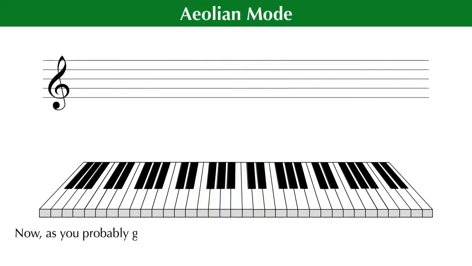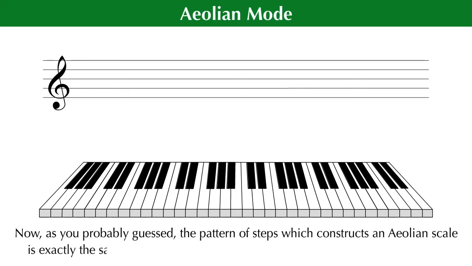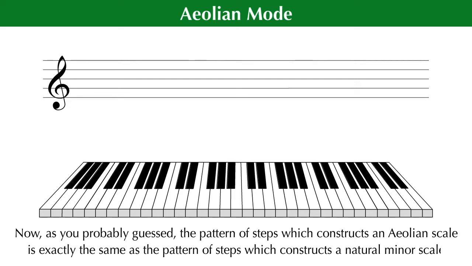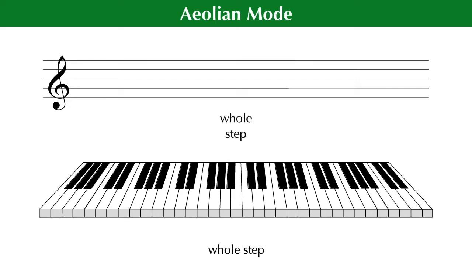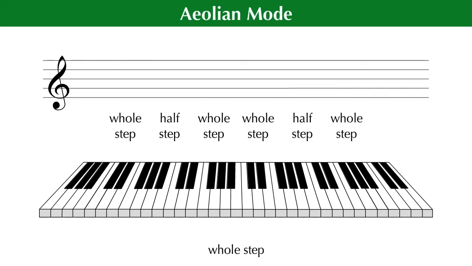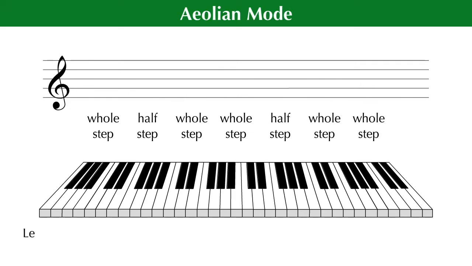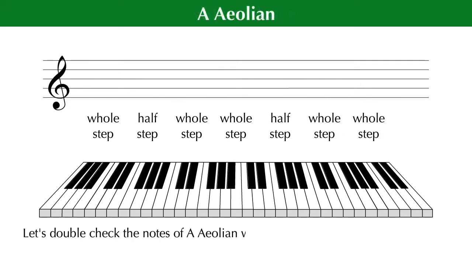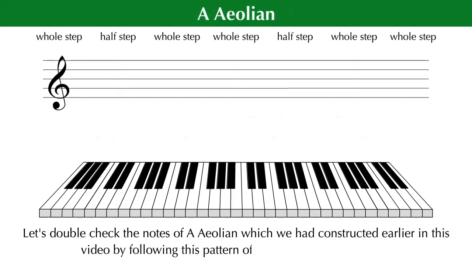Now, as you probably guessed, the pattern of steps which constructs an Aeolian scale is exactly the same as the pattern of steps which constructs a natural minor scale. Whole step, half step, whole step, half step, whole step, whole step. Let's double check the notes of A Aeolian, which we had constructed earlier in this video, by following this pattern of whole steps and half steps.